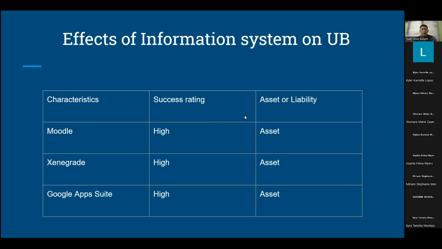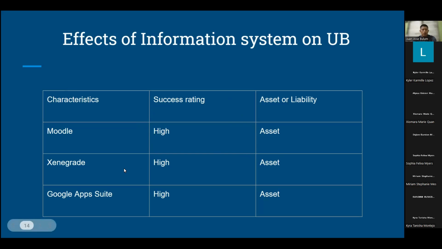On this slide, we will be assessing the effects of information system on University of Belize. We have 3 columns here. We list out the characteristics and the success rating: is it an asset or liability to the organization? First, we'll be looking at Moodle. Moodle is characterized as high and is definitely an asset to University of Belize.